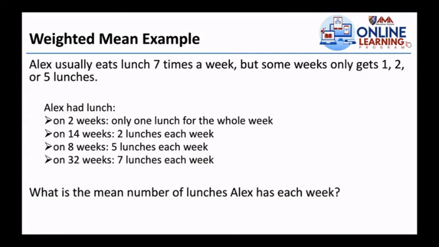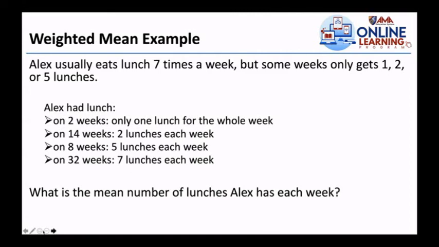Okay, and then 8 weeks, 5 lunches. So probably she doesn't eat on Saturday, Sunday for the lunch, but probably she has breakfast and dinner. Now for the 32 weeks, no more diet. So every day she eats lunch. Okay, the question is, what is the mean number of lunches Alex has each week? So we're getting the average for the lunches.